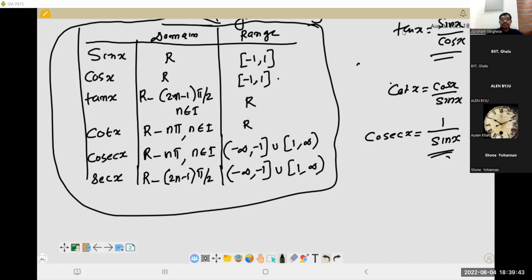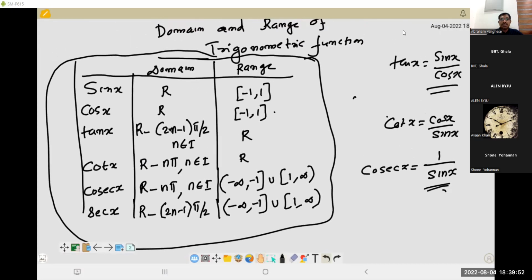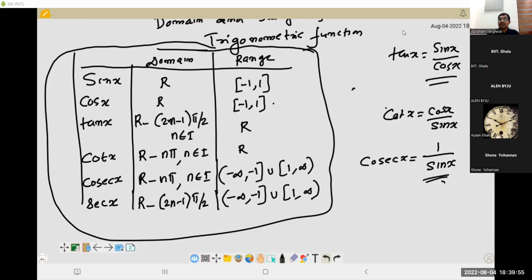So this is a summary of the domain and the range of trigonometry functions. Any question? Please write it properly, and if you have any question, you can ask me now.